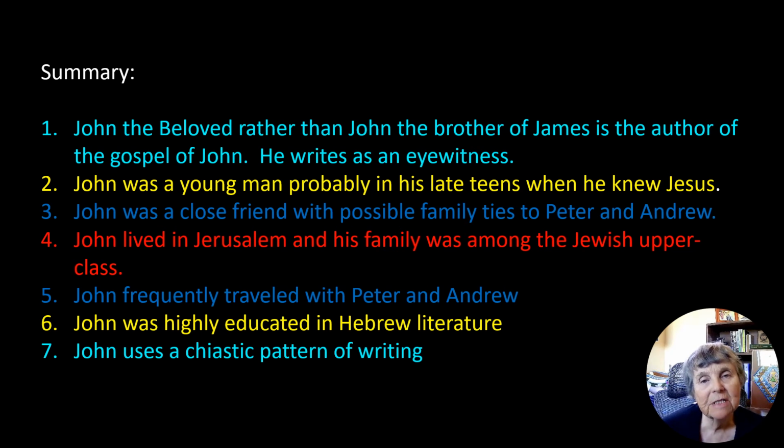I have arranged this summary in a chiastic pattern to demonstrate this method. The first and last numbers are about writing. The second and sixth are about John. The third and fifth are about John's relatedness to Peter and Andrew. And the center line is about John's social and geographic identity.